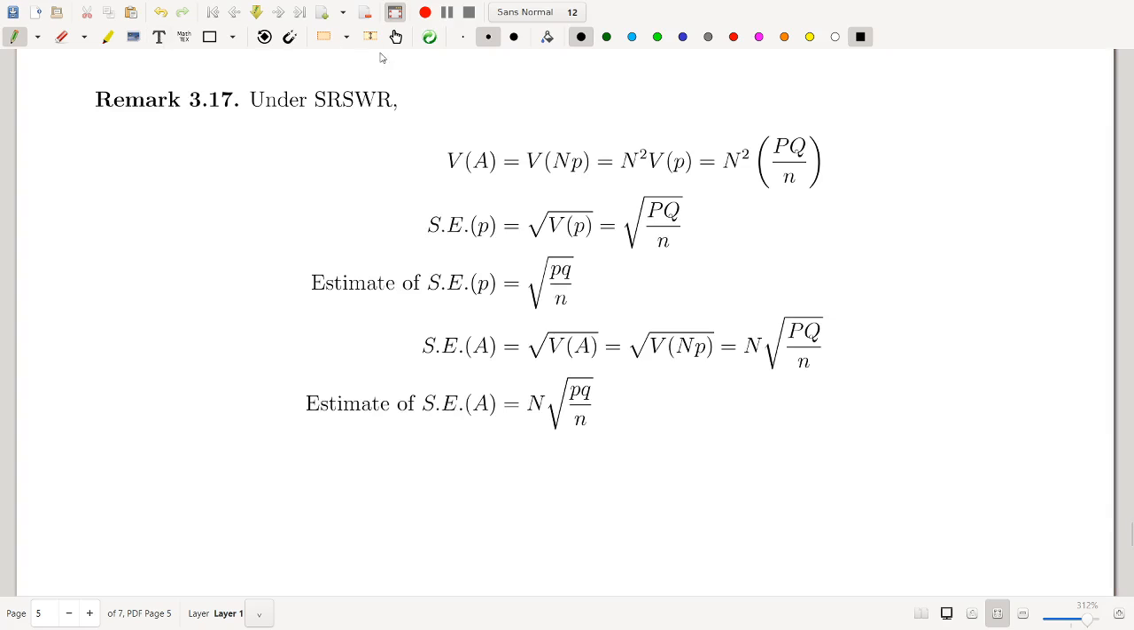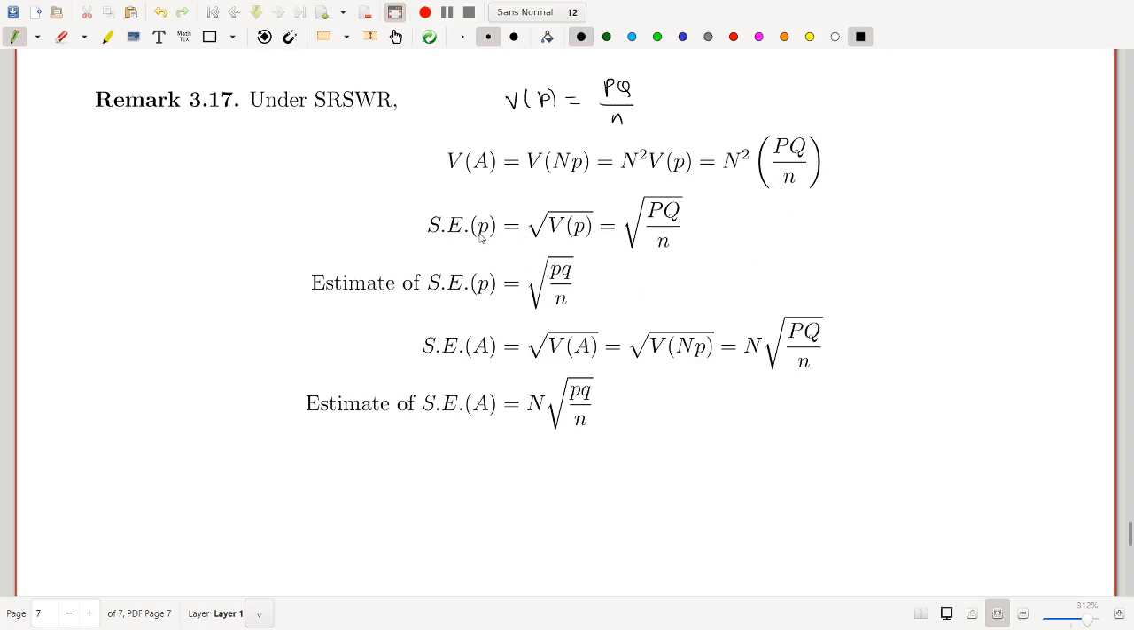Remark: under SRSWR, variance of A. We already found that variance of p is PQ by n. Variance of A is actually variance of N into p. N is constant, so this will be N square into variance of p, and variance of p is PQ by n. So the variance of A under WR is N square into PQ by small n.